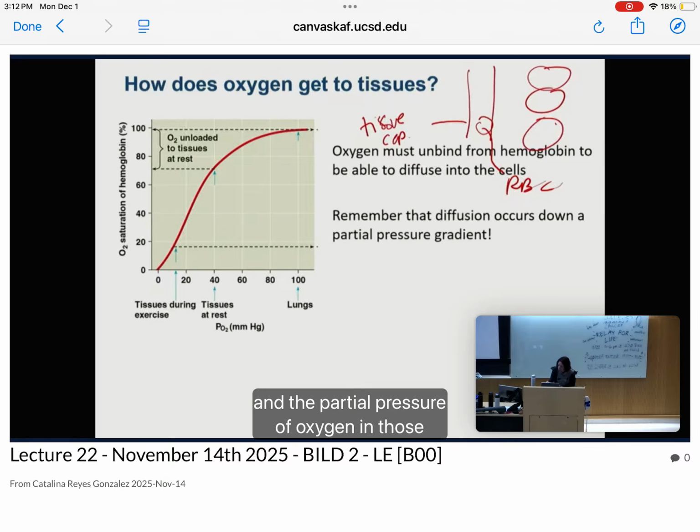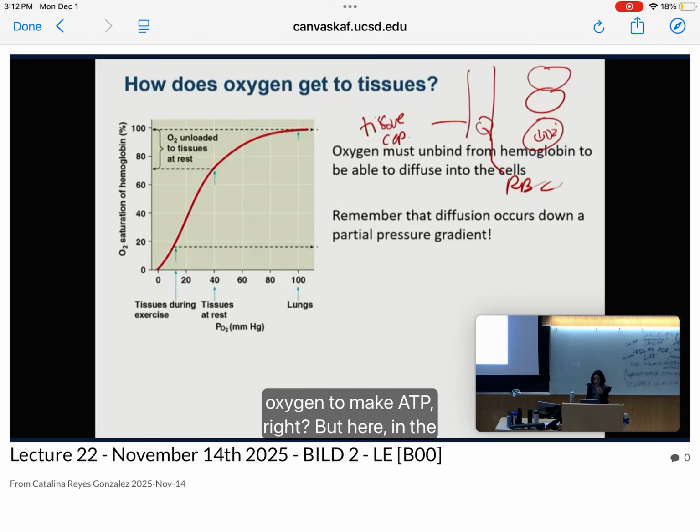And the partial pressure of oxygen in those cells is low because the cells are using that oxygen to make ATP, right? But here in the blood in the tissue capillaries, the partial pressure of oxygen is also going to be low, if I remember, because very little oxygen travels dissolved in blood. It's not soluble, it's lipophilic, it's not soluble in plasma, which is 93% water, right? So in that blood, I only carry about 1% of the oxygen dissolved, meaning it's in solution and it contributes to a partial pressure of oxygen.